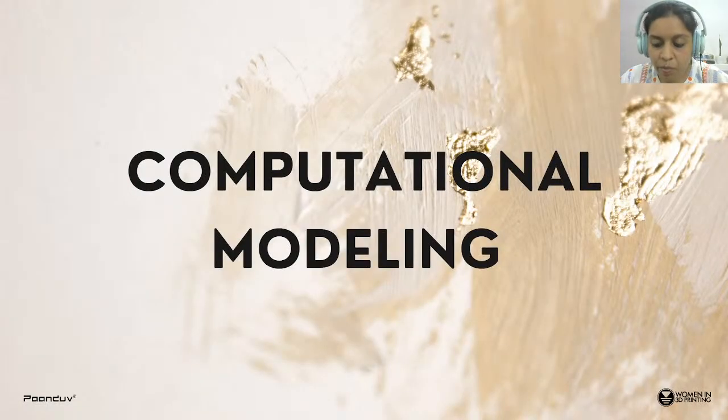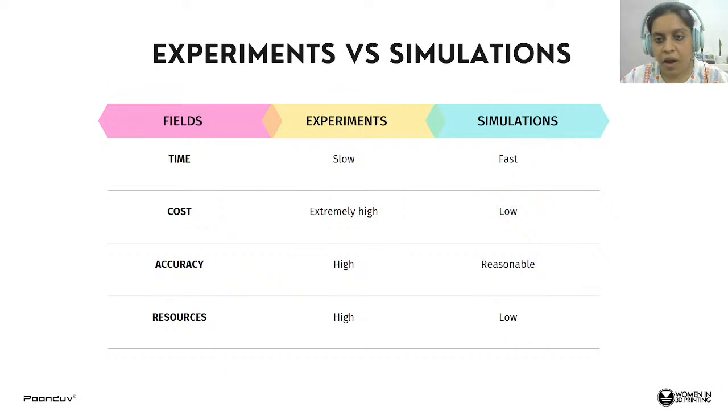Let's talk about computational modeling and tie the thread together from the previous conversation to how computational modeling can minimize the defects. Let's understand a basic distinction between experiments and simulations. There are 4 fields: first is time, second is cost, then accuracy and resources. All 4 are very important. Experiments are slow, time consuming. Simulations are faster. Experiments are extremely cost intensive. Simulations are comparatively much lower.